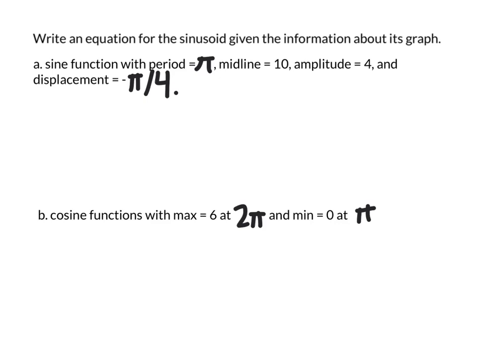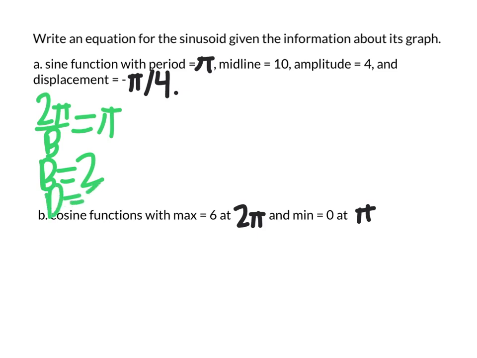In problem A, we see that it's a sine function with a period of pi, a midline of 10, an amplitude of 4, and a displacement of -pi over 4. So we know that the period is 2 pi over b. So if that is equal to a period of pi, that means b has to be equal to 2. If the midline is 10, that means d is equal to 10.